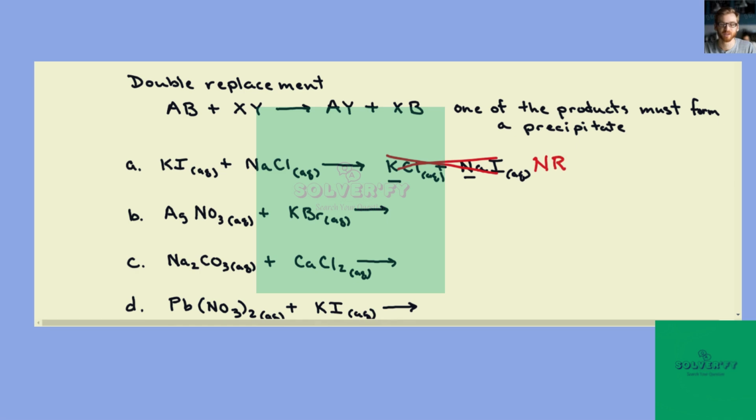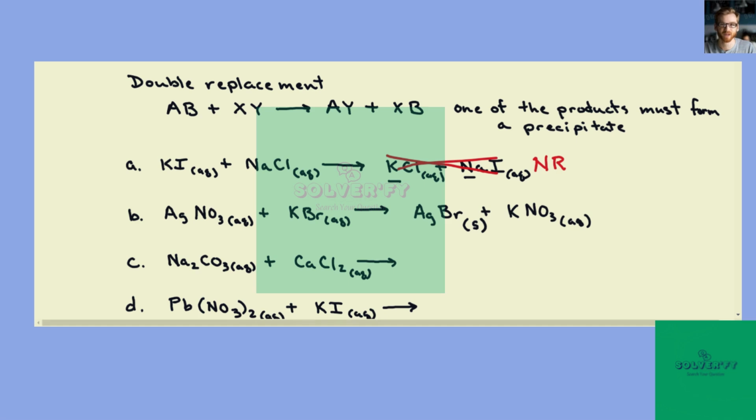Okay, let's look at the next one. Switching ions, we get silver with bromide, and we get potassium with nitrate. Well, again, potassium is going to be aqueous regardless what it's with, and all nitrates are aqueous. So our second product is aqueous there. However, silver with the bromide ion forms a precipitate. So that would be our solid.